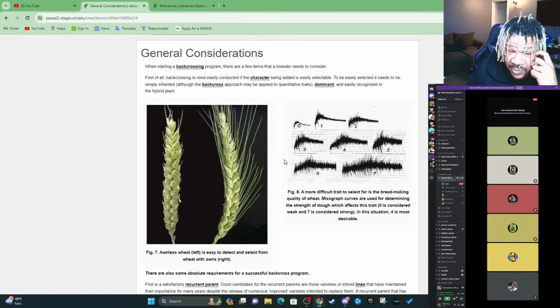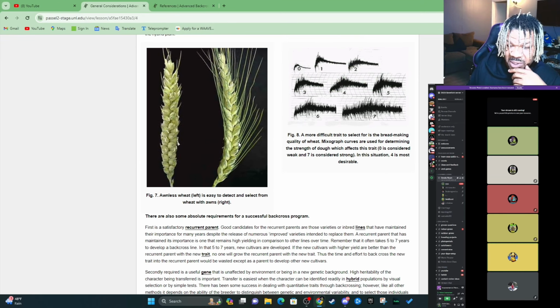First of all, backcrossing is most easily conducted if the character being added is easily selectable. To be easily selected, it needs to be simply inherited. Damn. Although the backcross approach may be applied to quantitative traits, dominant and easily recognized in the hybrid plant.